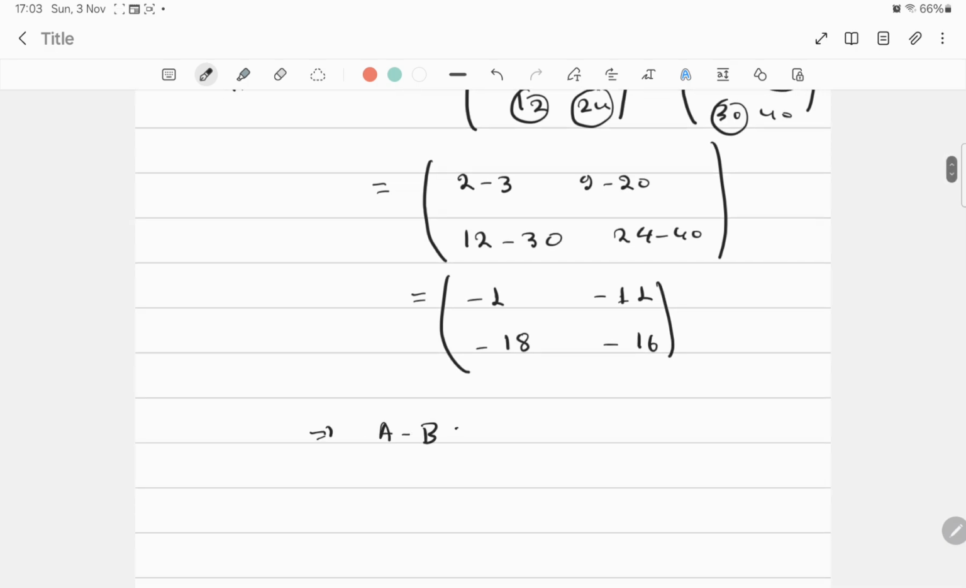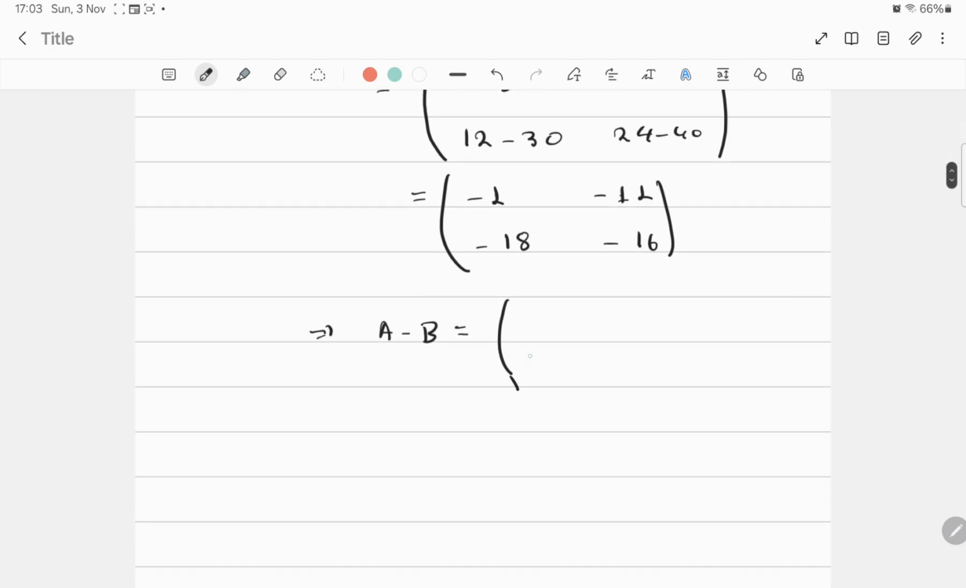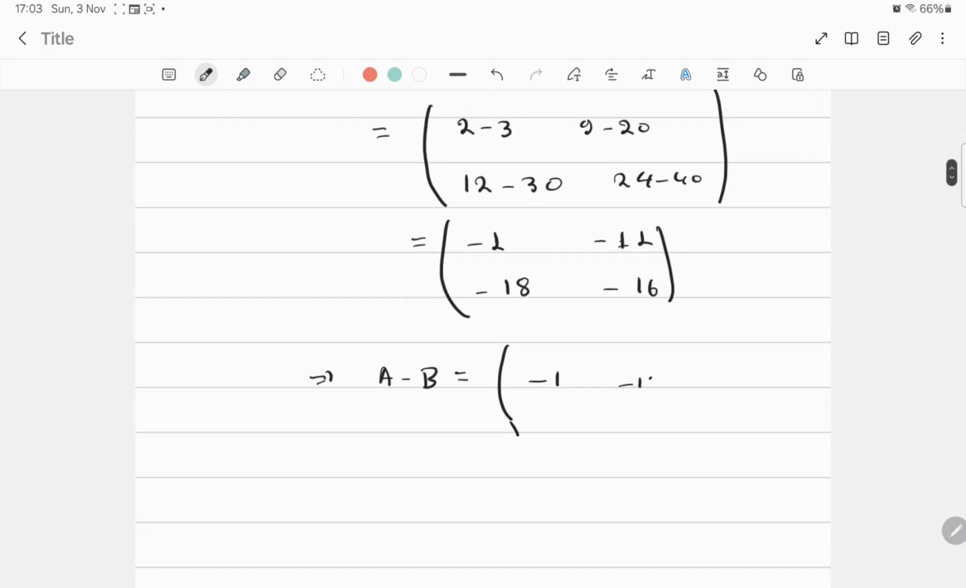A minus B equals minus 1, minus 11, minus 18, minus 16.